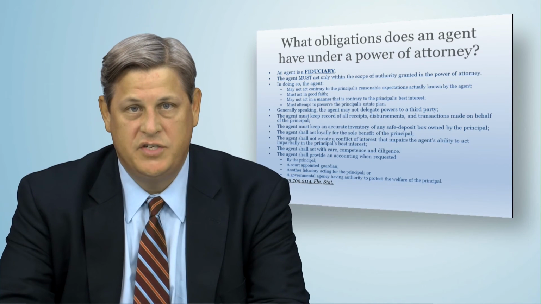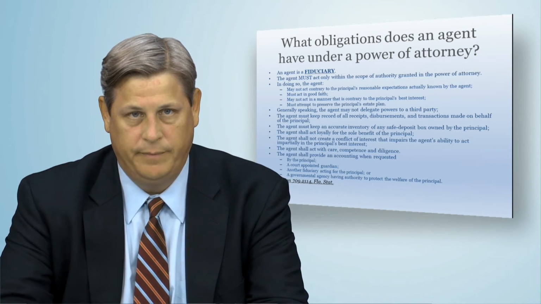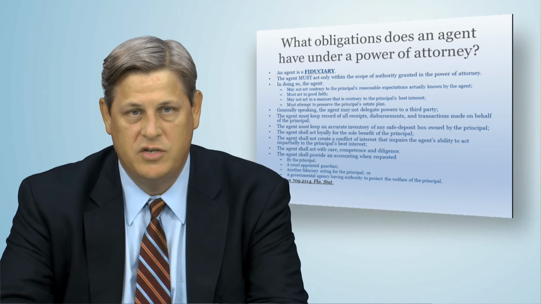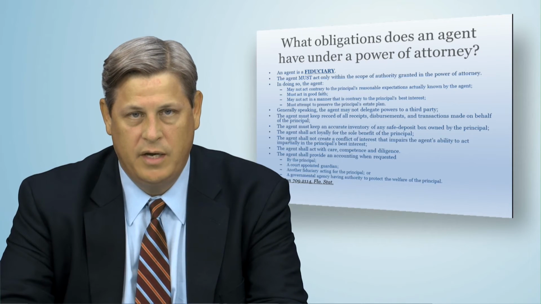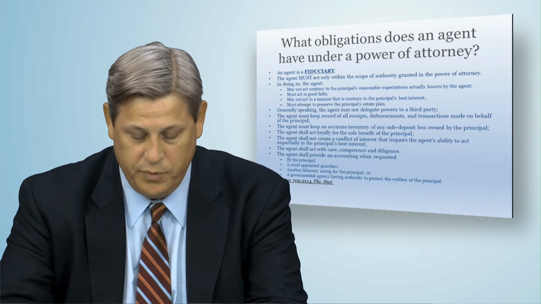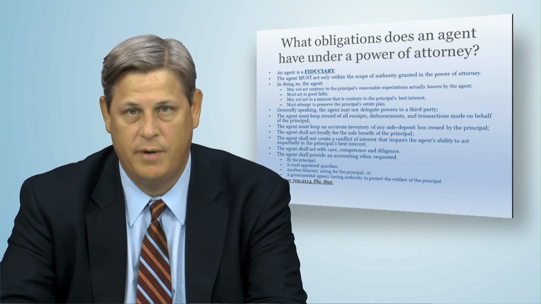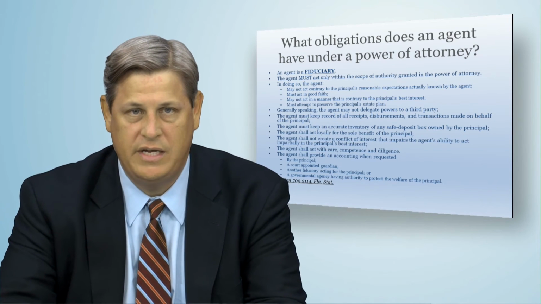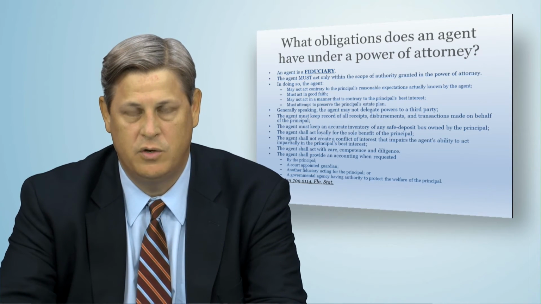Now, what obligations does an agent have under a power of attorney? The most important thing for you to always keep in mind is that an agent is a fiduciary, which means that that agent owes a fiduciary obligation to the principal. The agent must act only within the scope of the authority granted in the power of attorney. If that agent goes outside of the power of attorney, he's breaching that fiduciary duty that he owes to the principal.